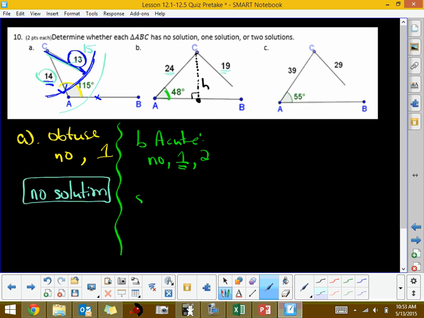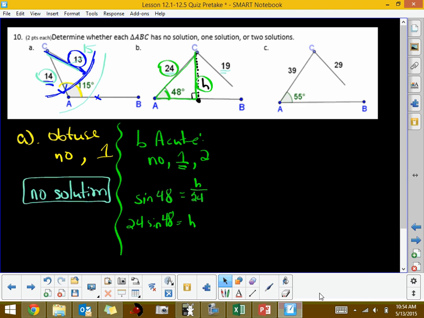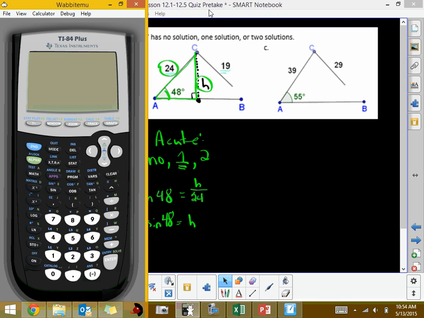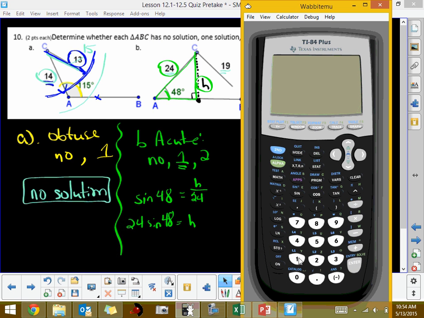To find that height, I'm going to take the sine of 48 equals the height over the hypotenuse, which is 24. So I'm looking at that triangle there that's opposite over hypotenuse. So in order to find the height, I have to take 24 times the sine of 48. Now this calculation will give me a number that I can use to compare to see if I have 0, 1, or 2 triangles. So I'm going to run this calculation. So I got 24 times the sine of 48, and that equals 17.8 to the nearest tenth. So the height is approximately 17.8.